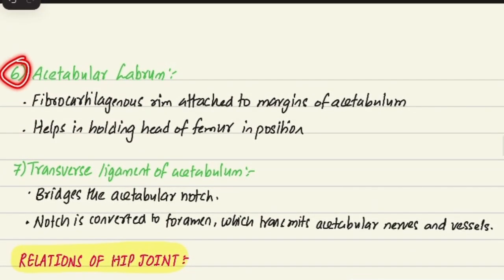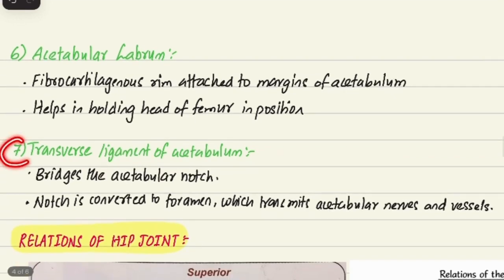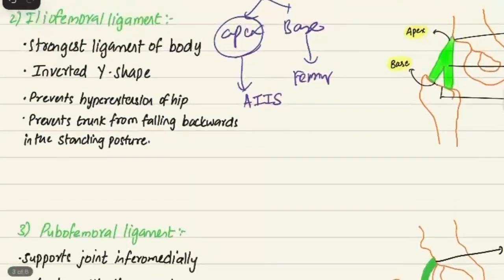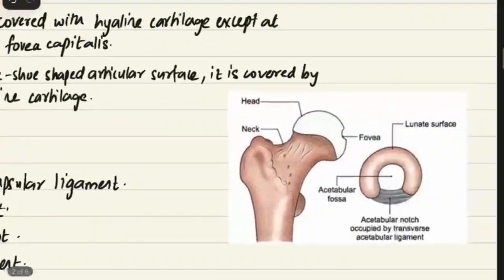Next, the sixth one is the acetabular labrum. This acetabular labrum is a fibrocartilaginous rim attached to the margins of the acetabulum, and it helps hold the head of femur in position. This is not that important, but just have an idea. Next, the seventh and the last is the transverse ligament of the acetabulum. This bridges the acetabular notch, and by this bridging, the acetabular notch is converted into a foramen, which transmits acetabular nerves and vessels. You can appreciate this transverse ligament in this diagram, guys.